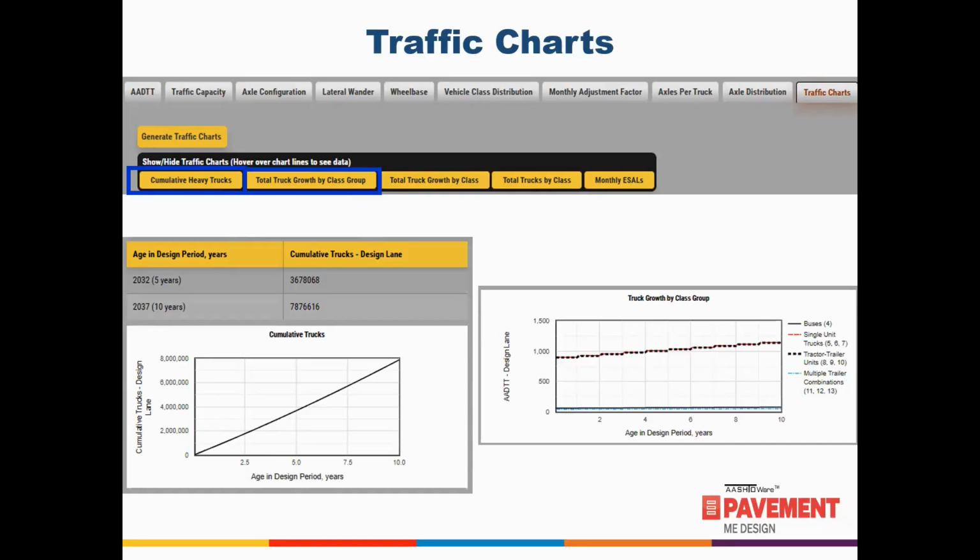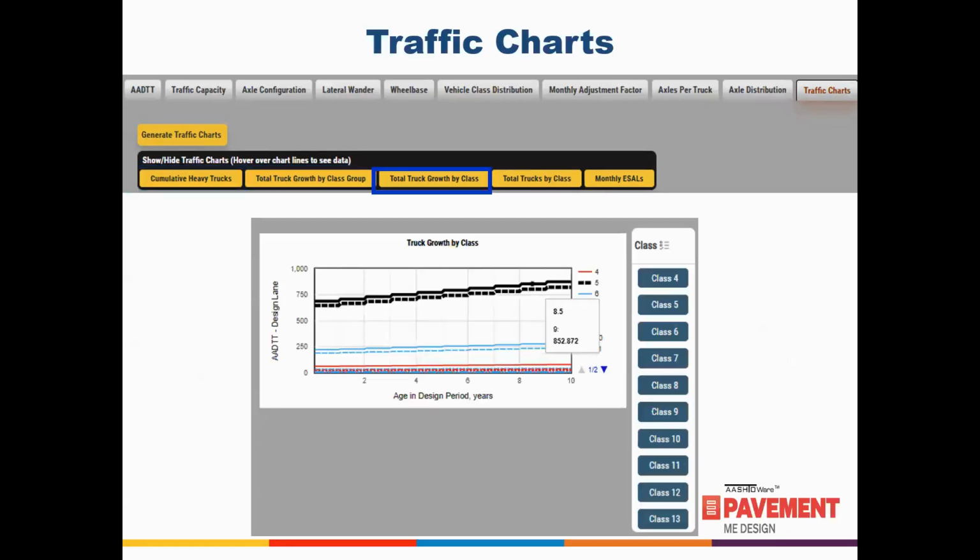The next one is total truck growth by class group. So remember, I mentioned that the 10 truck classifications can kind of be split into 4 categories. You've got the buses, single unit trucks, tractor trailer, and then multi-trailer combinations. And then the next chart is each class individually. You can see that growth over the design period.